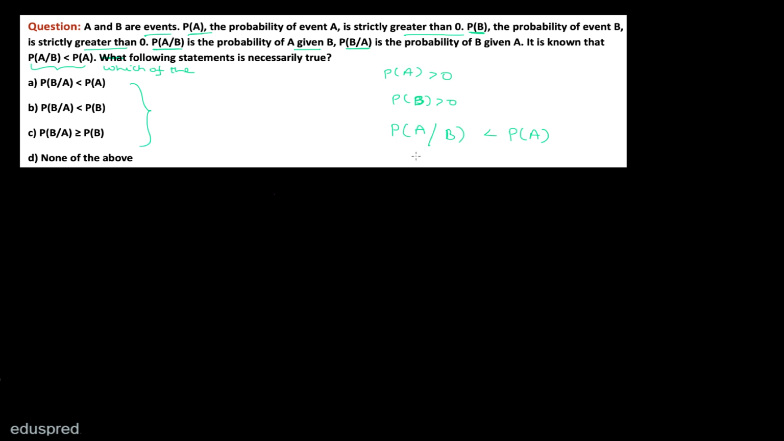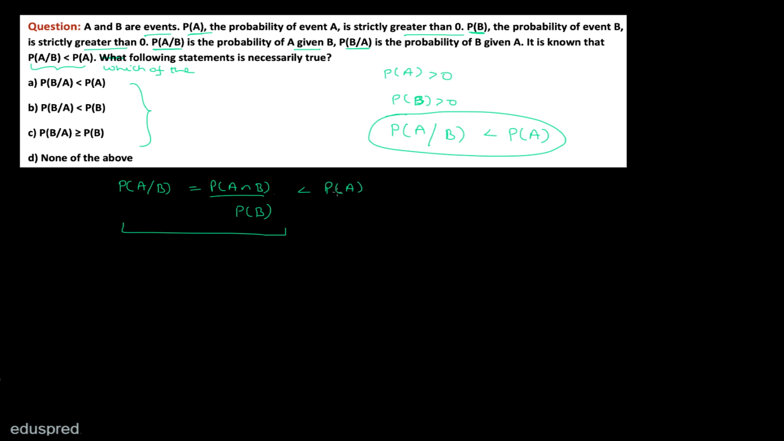So let's start working with the piece of information that we are given. So let's take a good look at this. We are given that the probability of A given B is less than probability of A. So what does this imply? If we use the conditional probability formula, then we can write probability of A given B as probability of A intersection B divided by probability of B. And we are given that this is less than probability of A. So now we have to focus on this. And if I cross multiply, then I'll get that probability of A intersection B is less than probability of A multiplied by probability of B. So let me call this equation number 1.